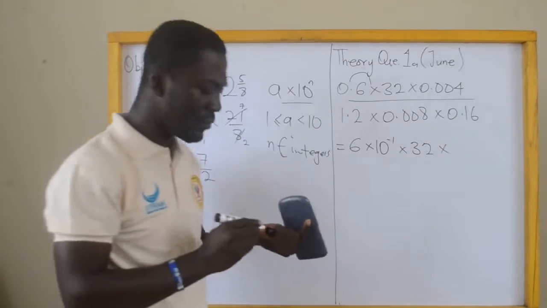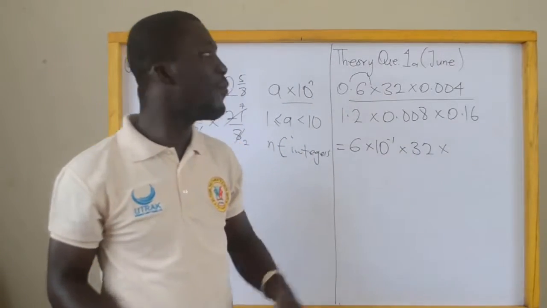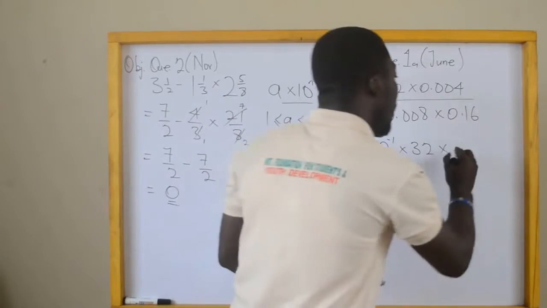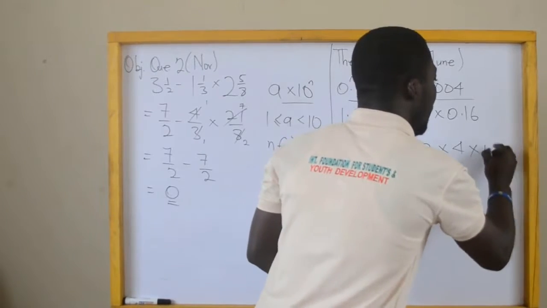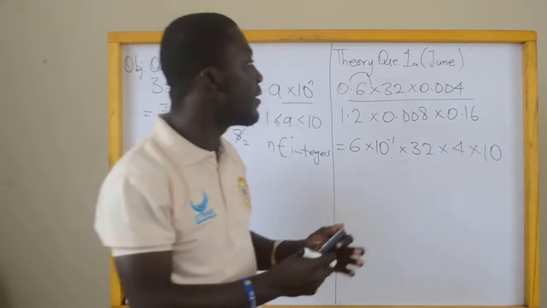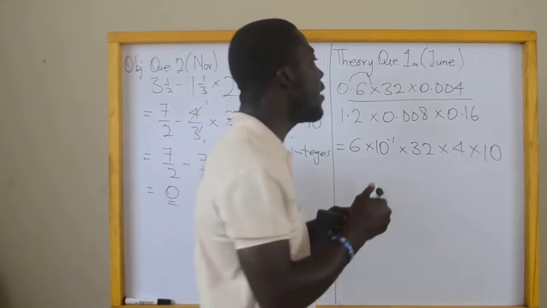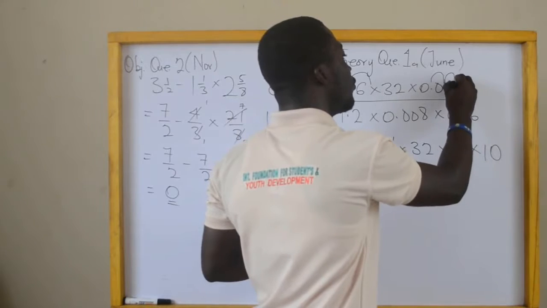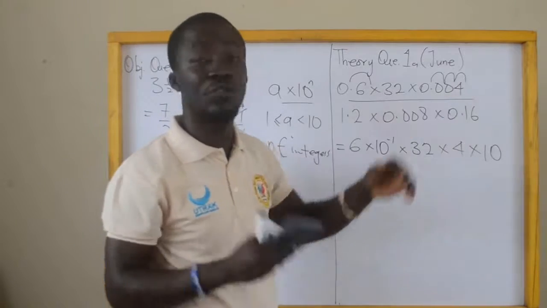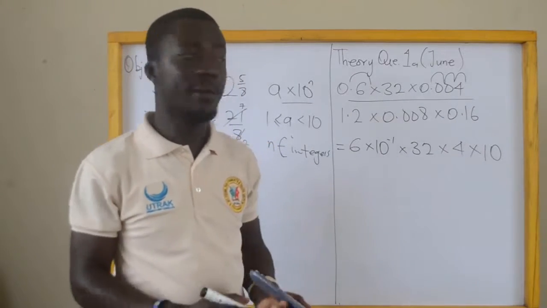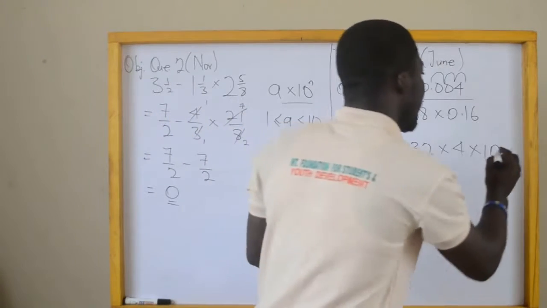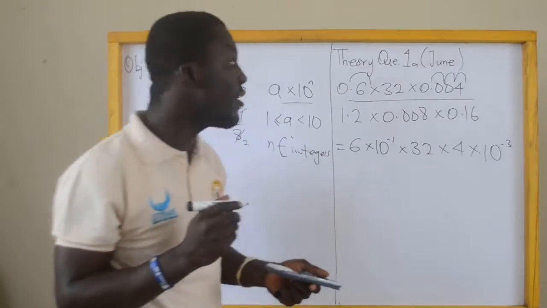Multiply 0.004. We want to let the 4 stand alone as a whole number, so it will be 4 times powers of 10. What will be the exponent? We stand on the decimal point and we move 1, 2, 3 before we are able to get the 4 as our whole number. So we move 3 times to the right, so we are going to get negative 3 over there.